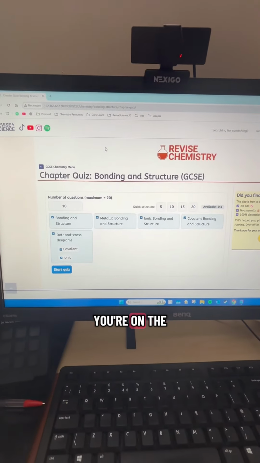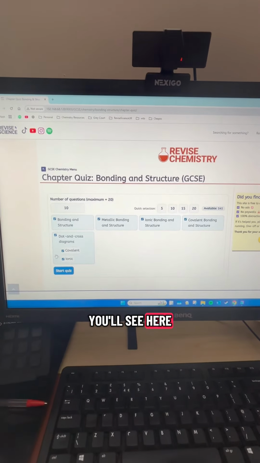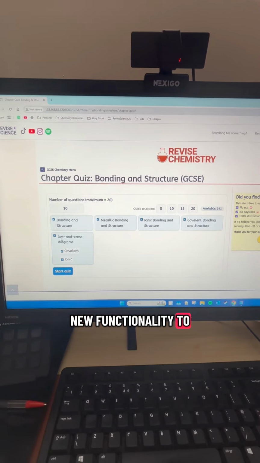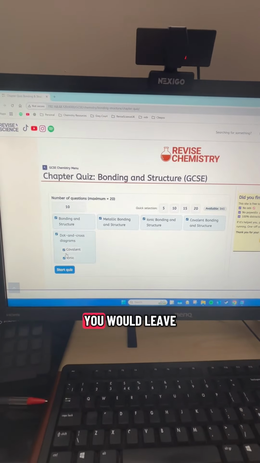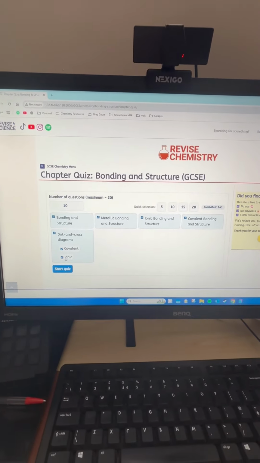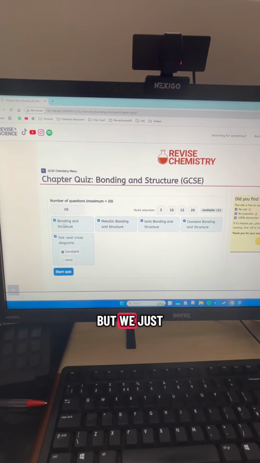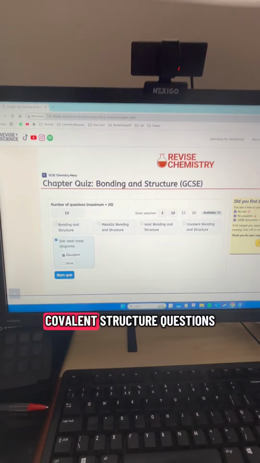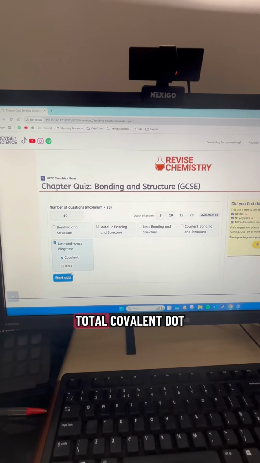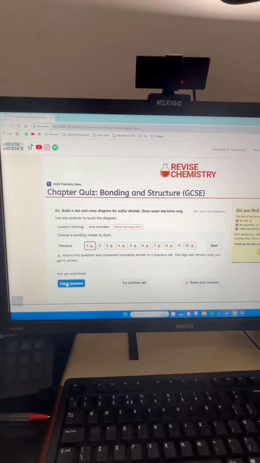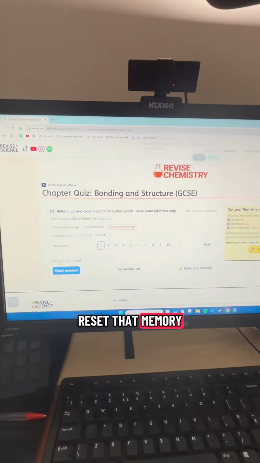Okay, so when you're on the Bonding and Structure GCSE Chemistry quiz, you'll see here I've added a new functionality to the dot and cross diagram picker. If you only wanted to practice covalent, you would leave the covalent button ticked. If you only wanted to practice ionic, you would only leave ionic ticked. But we just want to see what the new polyatomic covalent structure questions look like. You can see I've got 13 total covalent dot and cross diagram questions. You can see where I've been playing around with this, so I just reset that memory.